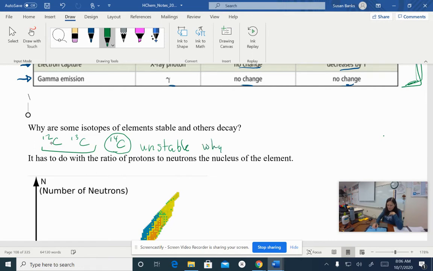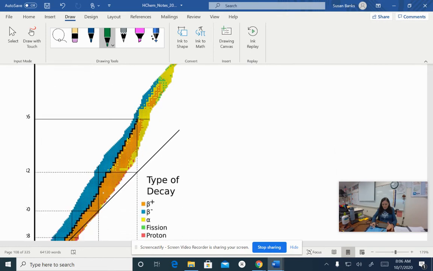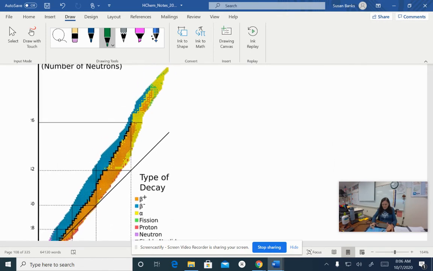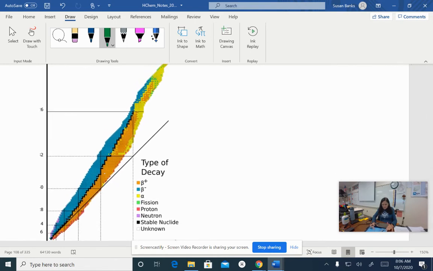Why? What's the difference? Now, I would like to look at the ratio between the protons and the neutrons. That tells us a lot about the stability of the atom. Now, normally we look at ratios, we're going to create a graph. So here's our graph. And I'm going to make this a little bit smaller so that we can keep it all on screen.